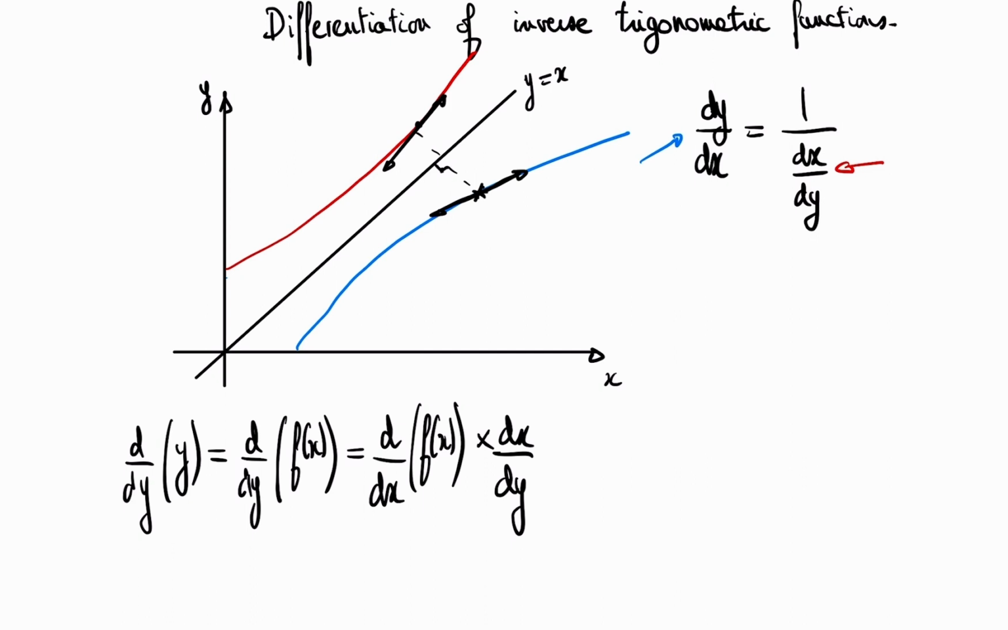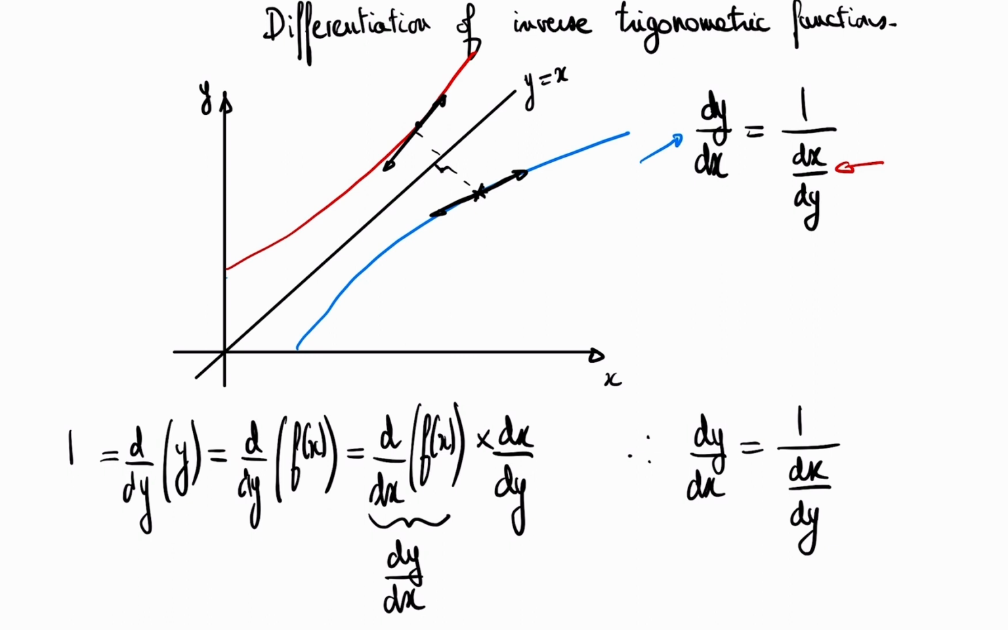And this is dy over dx, and this is equal to 1. So therefore, dy over dx is equal to 1 over dx over dy. Right, so whichever method you prefer, that's the end result. Now let's move to the differential of inverse trig functions.